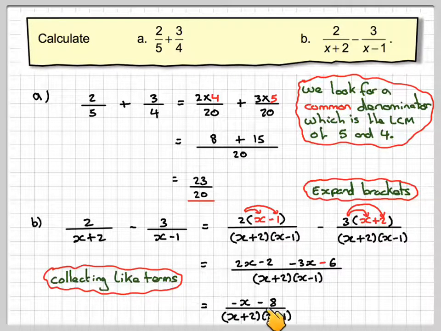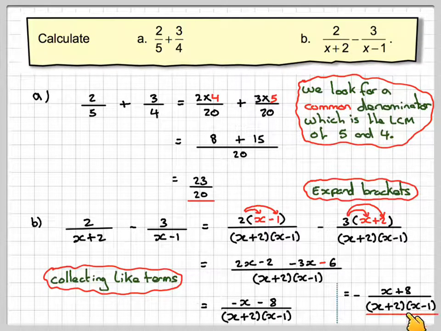Then there's a common factor of a minus sign here. We just take that out and put it at the front here. And then for the numerator, we write x plus 8. So we get a final answer of minus x plus 8 over x plus 2 times x minus 1. And we're just going to leave it like that for the time being.